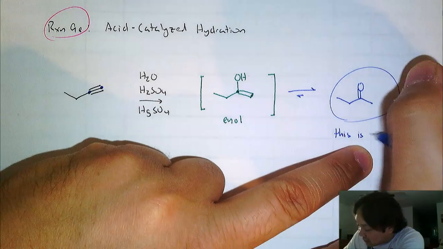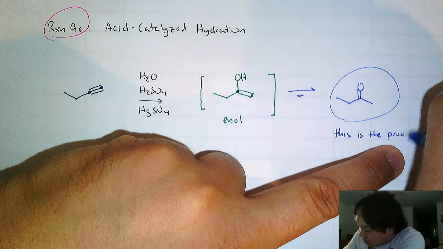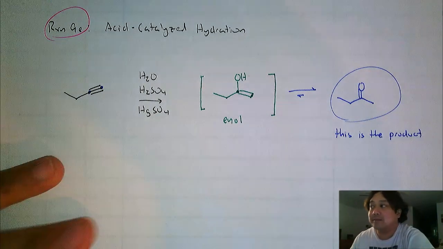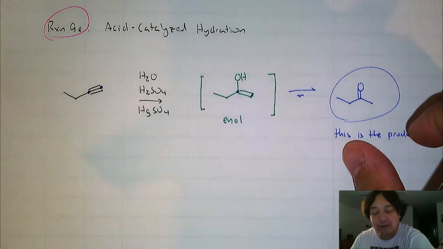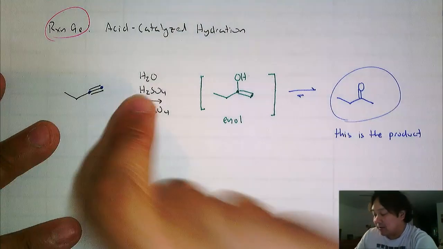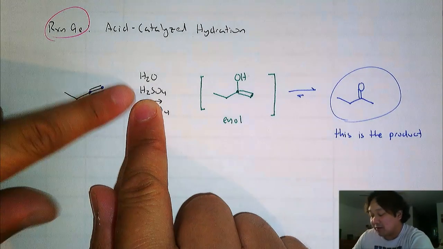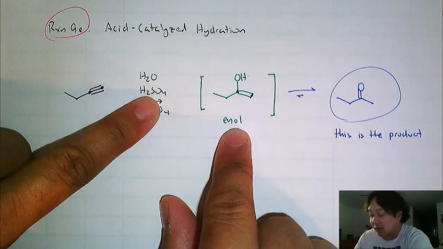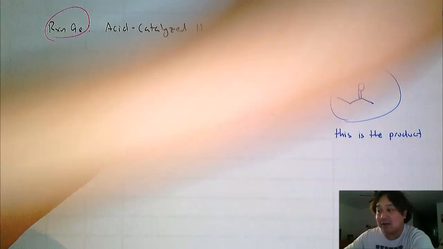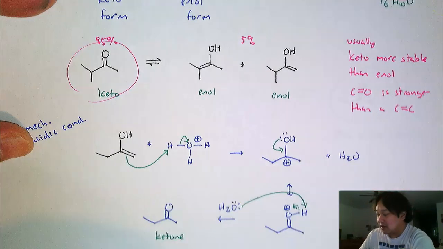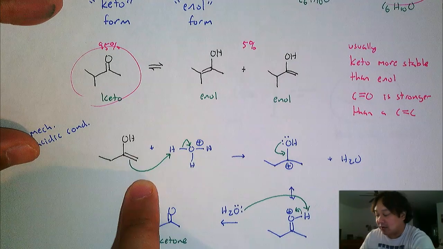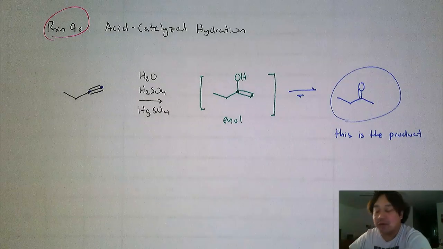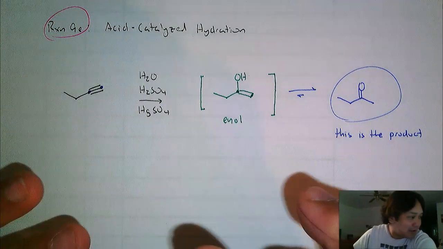This is the product. Okay, you can figure out the mechanism now, because all you're doing is hydrating this alkyne with acidic water to get the enol, and then we saw on the previous page how to use acid to convert the enol to the ketone. So you do know the mechanism. I'm not going to go over it.